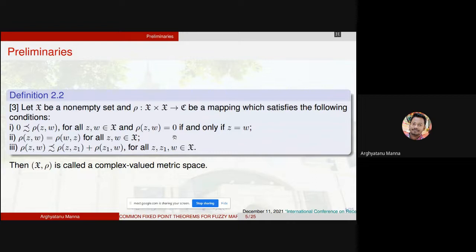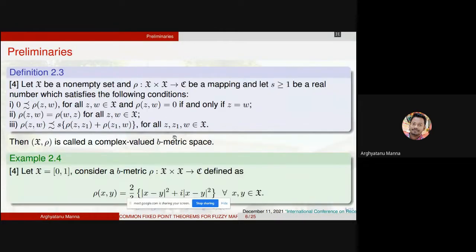Definition. Let X be a non-empty set and ρ: X × X → C be a mapping which satisfies the following conditions. First, 0 is partially related to ρ(z, w) for all z, w belonging to X, and ρ(z, w) equals 0 if and only if z equals w. Second, the symmetry condition. Third is the triangle inequality, partially. Then (X, ρ) is called a complex valued metric space.